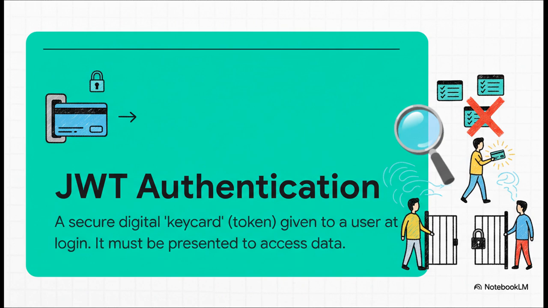And honestly, the best way to picture it is like a hotel keycard. When you log in, the system hands you this temporary, super secure digital token. That's your keycard. From then on, every single time you try to do anything, view your tasks, edit a task, you have to show that keycard. If you don't have it, or if it's an old one that's expired, sorry, no access. It's that simple, and it's incredibly secure.